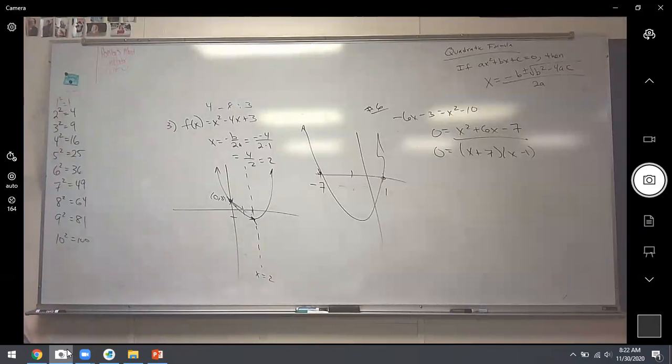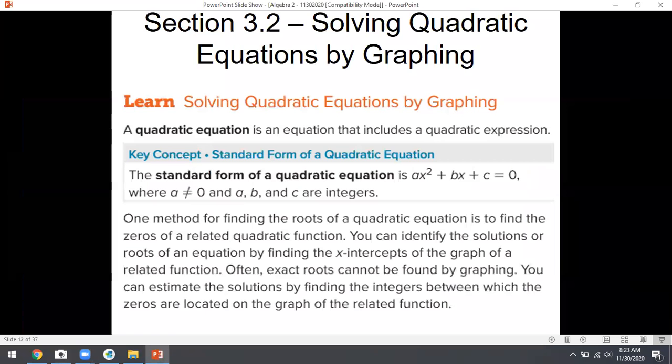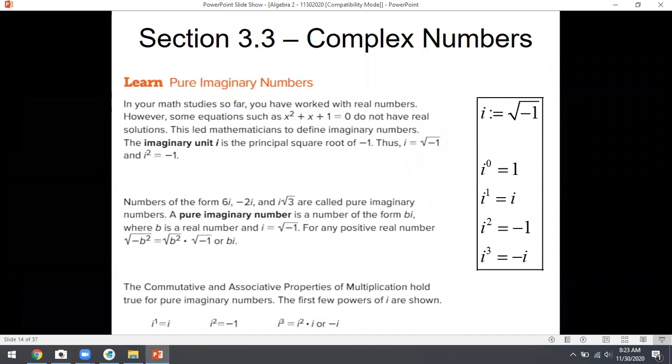Pretty straightforward. Okay, and then the very last thing to review today is just complex numbers again. We already talked about them. So what is a complex number? It's got i's in it.